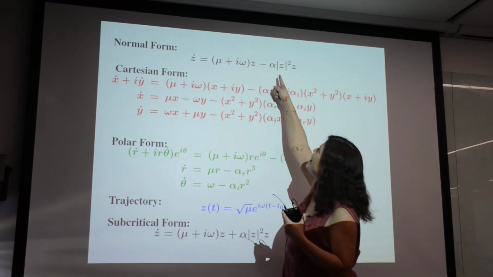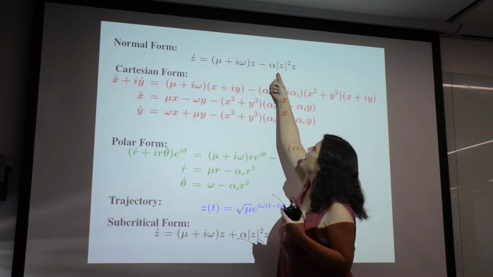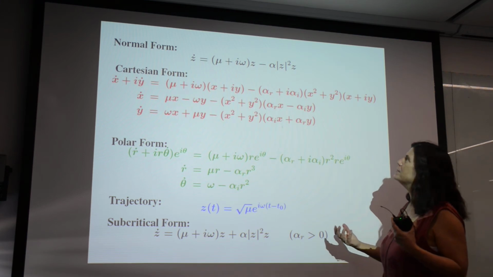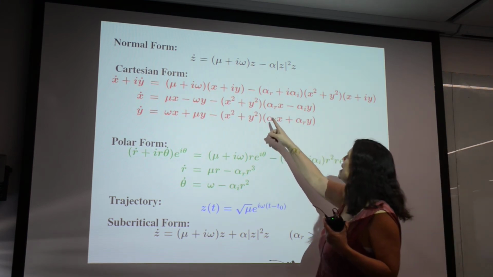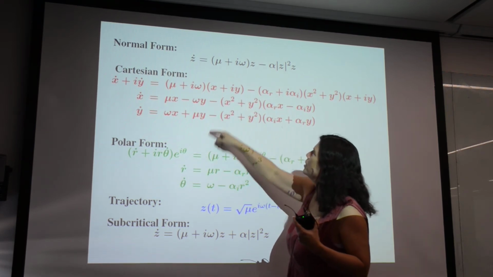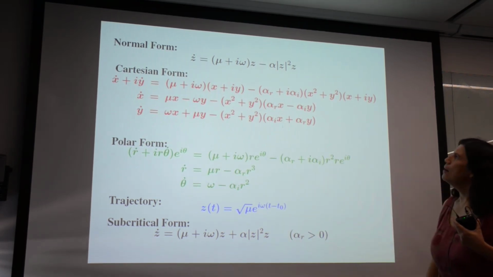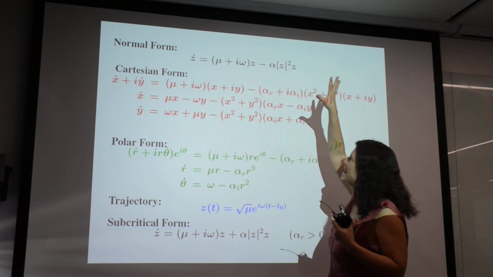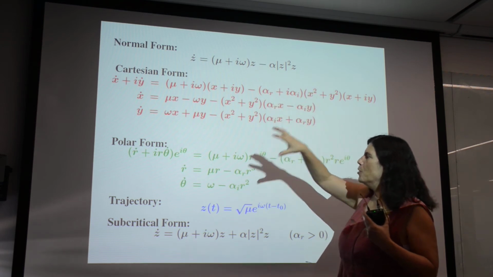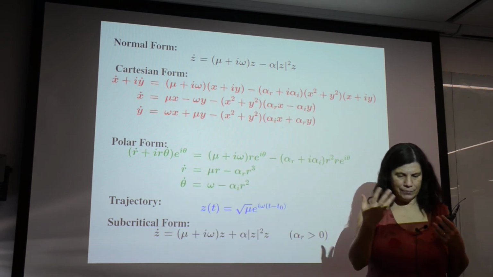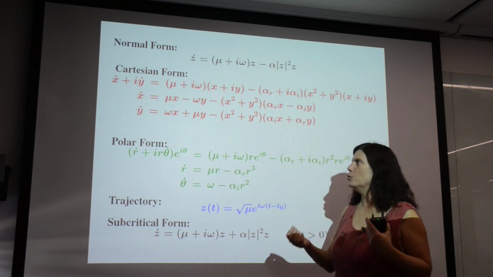And this term written in real terms is the norm, x squared plus y squared here. Okay, so that's the Cartesian form. The polar form is more intuitive. It's going to tell you better what's happening.